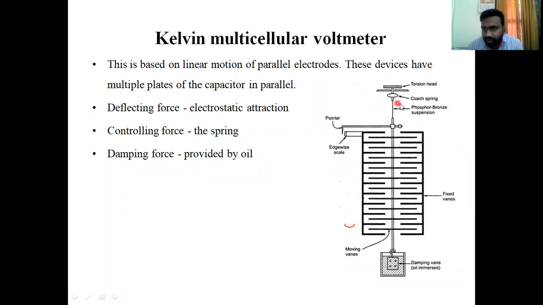And this is a type of control. Mostly we use spring control. And next, with respect to the spring and the connected spindle, we connected a phosphor bronze suspension, and at the top we have the screw, that is the torsion head screw. And the second thing is that damping is provided with the help of fluid friction damping. This is about construction. If you have any doubts, just let me know in the chat.